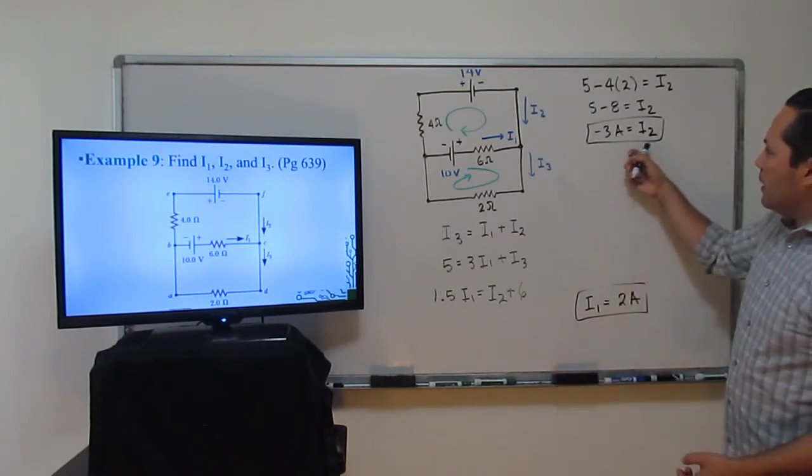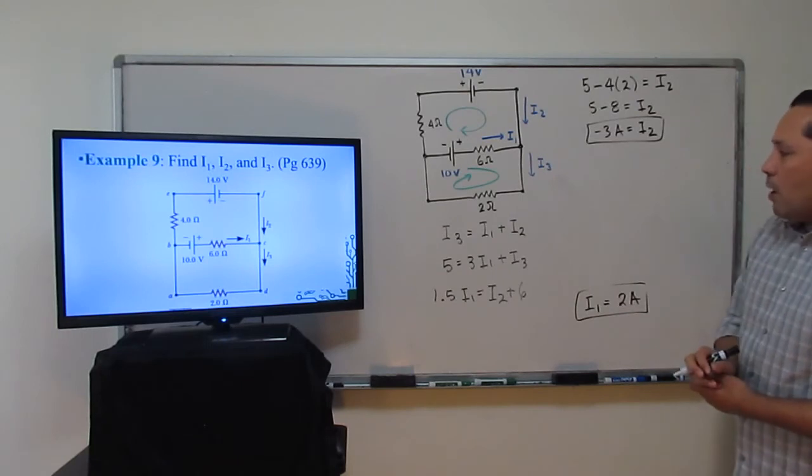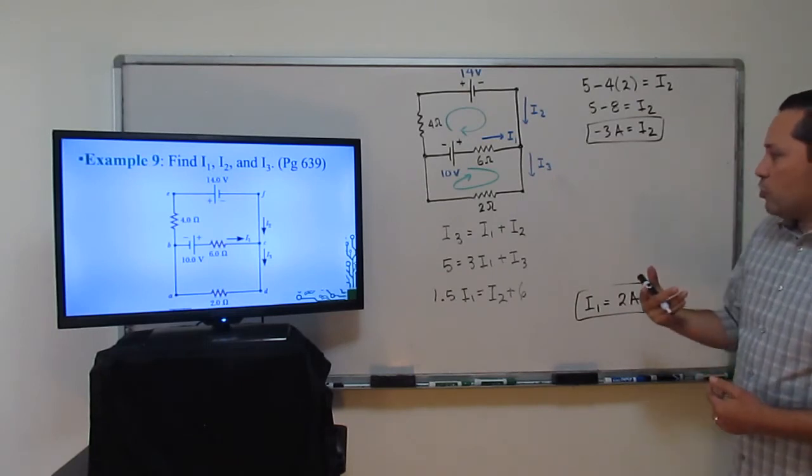Great. And yeah, it has a negative 3 amps value. That means it's going in the opposite direction. Now, the next part, let's go ahead and solve for the missing current.